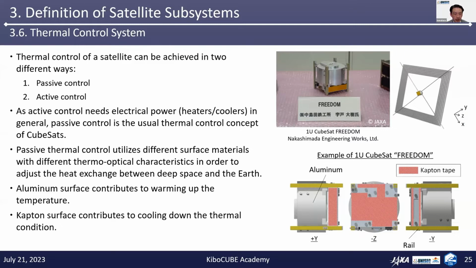Here I'm showing an example of the 1U CubeSat Freedom we developed. So Freedom actually doesn't have solar panels and only has a battery system. And Freedom introduced passive thermal control with a tape material pasted on a certain portion of the satellite surface to keep the satellite temperature low enough. The principle of thermal control is the same for larger CubeSats. You need to run a simulation analysis and design your satellite thermal properties appropriately.